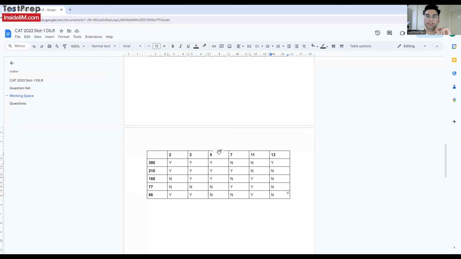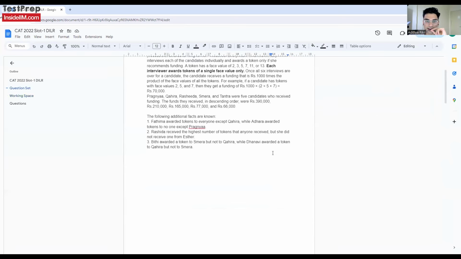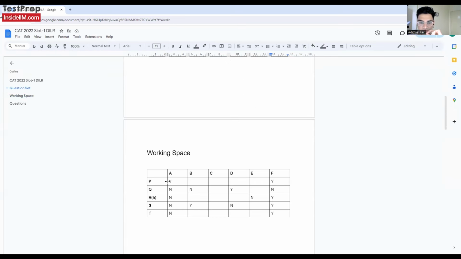Now let's try to link the numbers to the names. We'll start looking for basic patterns in the data and try to see what we can make out of it. So the first thing that came to my mind over here was, if you look at the number 13, the token value of 13, it has occurred only once in these 5 numbers. And the reason I found that interesting is if you look at the question, it tells you that A has awarded tokens to no one except B, which means the value of token that A had, she gave it only once. And we found out that 13 occurs only once. So I can confidently say that A has awarded tokens of the value 13.